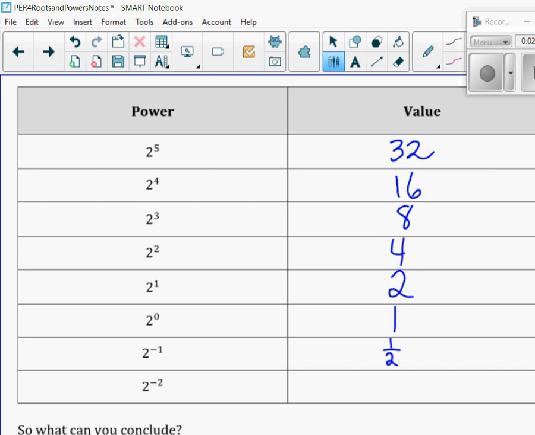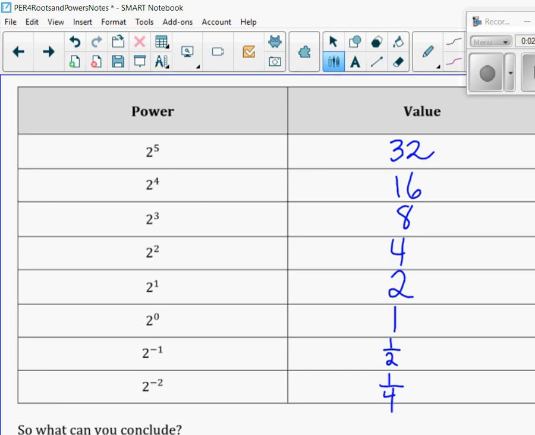Okay, so look what's happening each time. What happens when it goes from 32 to 16? It halved, or divided by 2 each time, right? It divided by 2, divided by 2, divided by 2, divided by 2, divided by 2. What's 2 to the power -2? 1/4.